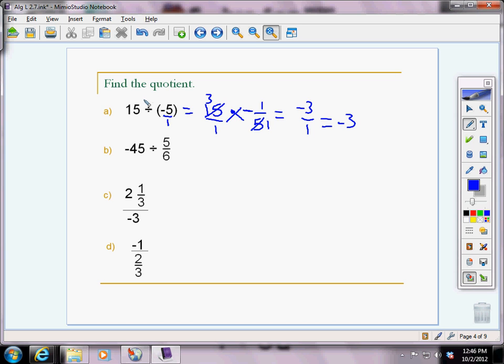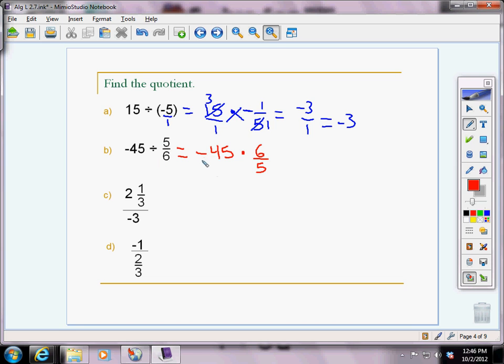Again, for a problem like this, probably not very practical to change your division to multiplication. But it is practical right here. If you look at -45 divided by 5/6, we can think of it as -45. Instead of dividing by 5/6, multiply by the reciprocal of 5/6, 6/5.